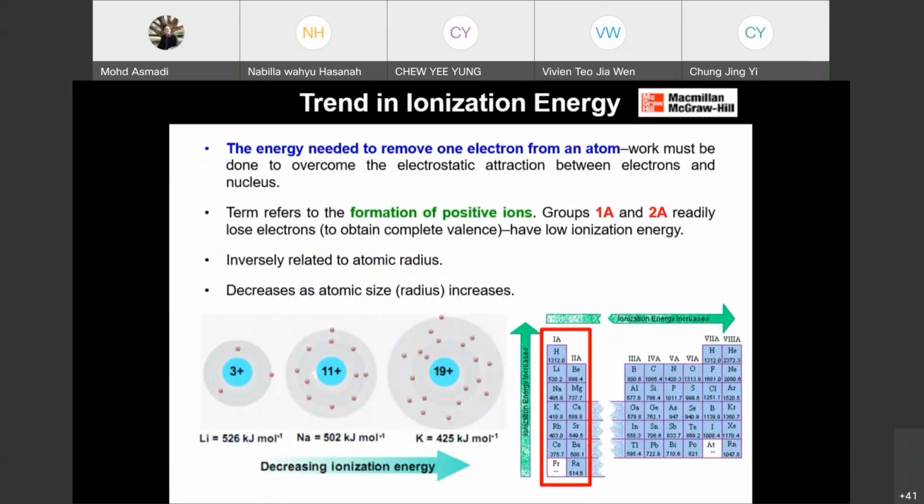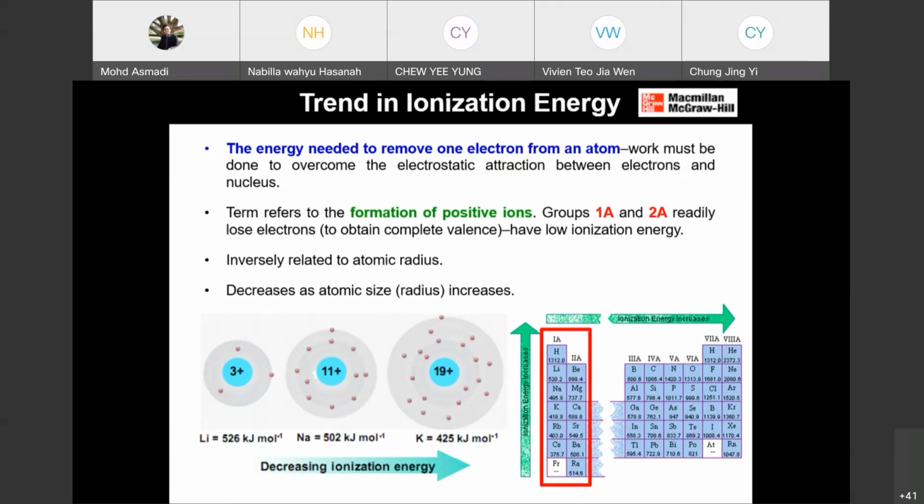In terms of ionization energy, it is the energy needed to remove an electron from an atom. For example, group 1A and 2A, the alkali and alkaline earth metals. They readily lose electrons to become cations, so the size of the atom is reduced because it transfers the electron. For example, lithium, sodium, and potassium. The outer orbital of lithium has 1 electron, so it readily transfers it. For example, to form lithium chloride, it transfers one electron.